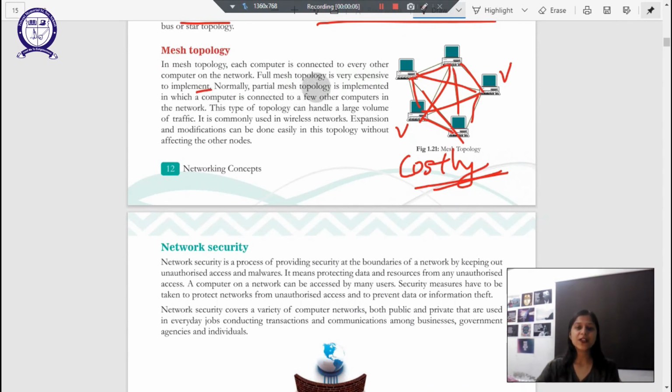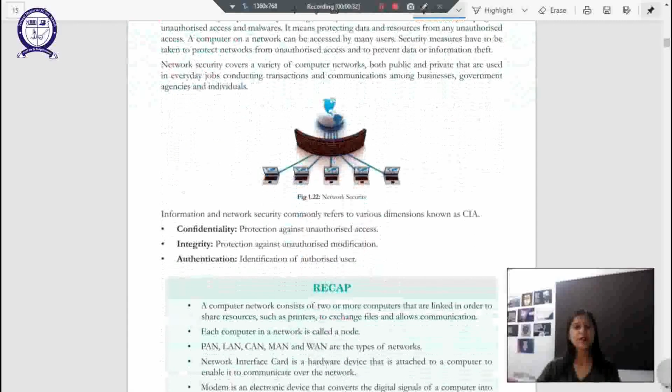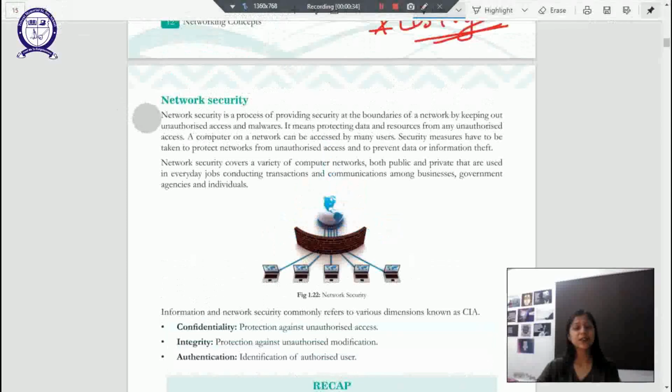Normally, partial mesh topology is implemented, in which a computer is connected to a few other computers in the network, and this is able to handle a large volume of traffic. It's commonly used in wireless networks. Expansion and modifications can be done easily without affecting the other nodes. So it is a system that is quite efficient, but not in terms of cost. It's very expensive.